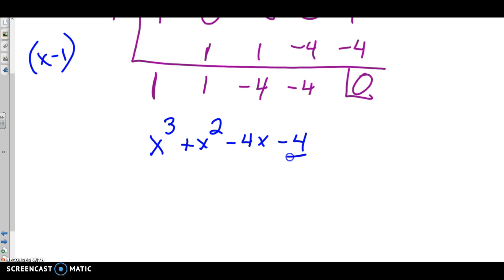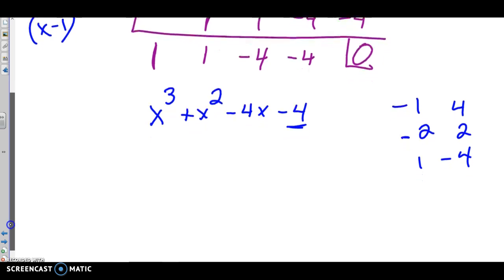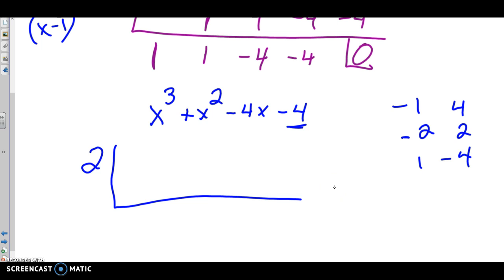I know this last number is -4. So the things that are going to multiply to get to -4 are only going to be 1, 4, 2, 2, and the negative versions of those. So -2 and 2, and either -1 and 4 or 1 and -4. So any one of these could be my zeros. I'm gonna try 2 because I did a little advanced stuff or stuff in advance.